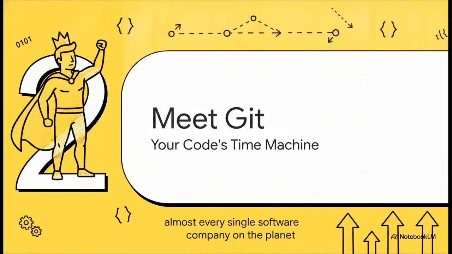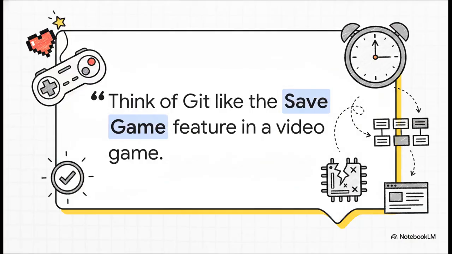Moving right along to section 2, meet Git, your code's time machine. Git is the specific version control system that Torvalds actually built, and it has absolutely exploded to become the industry standard solution used by almost every single software company on the planet today. If you're kind of struggling to wrap your head around how it works, just think of Git like the save game feature in a video game, or a literal time machine for your code.